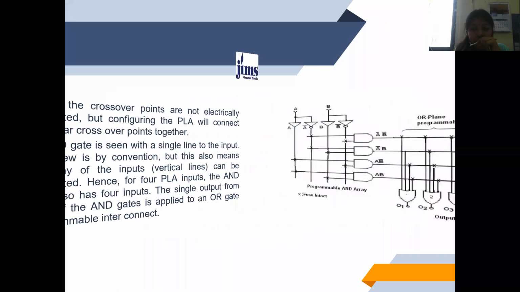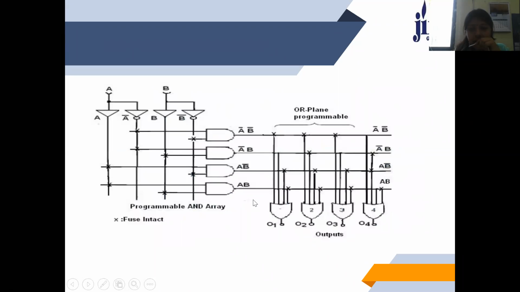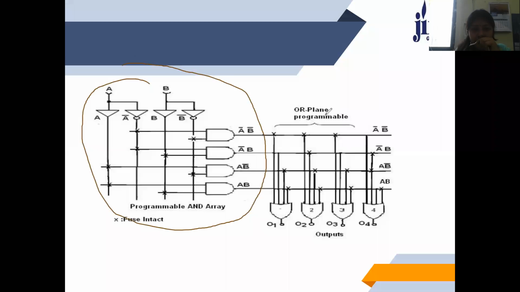I'll show you the logic diagram here. This is what? This is PLA. Here, two planes are here. See, I'm telling you. This is what? This is the AND plane. This is what? This is the OR plane.